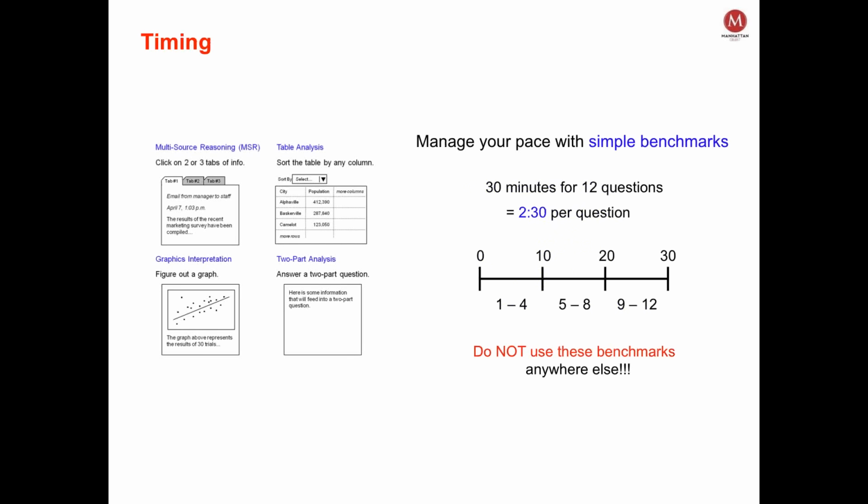Okay, timing, we talked about this. Simple benchmarks, we're finding it works really well. Budget 2.5 minutes per question, and then move on. All right. IR is not adaptive, but you can't go back.